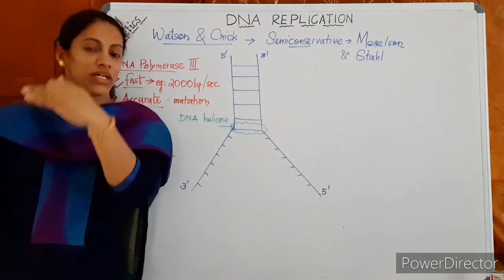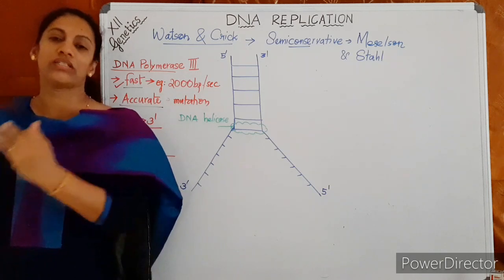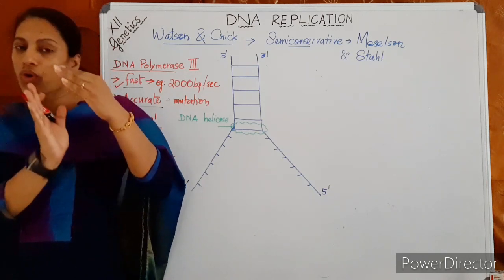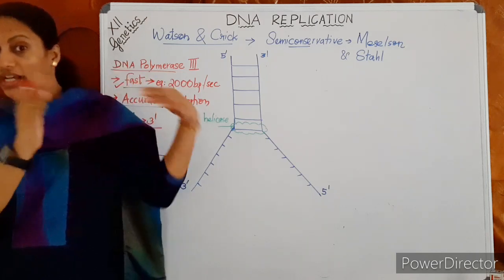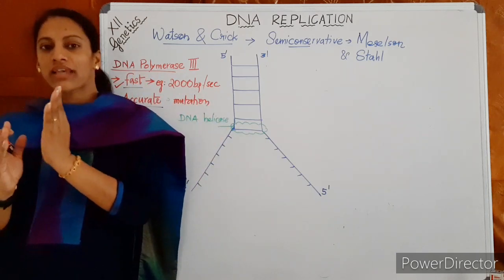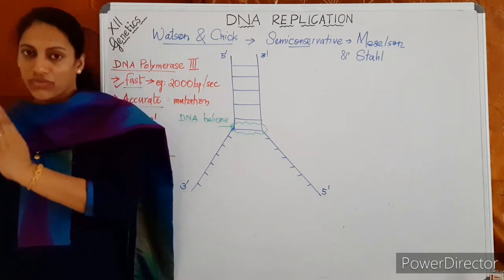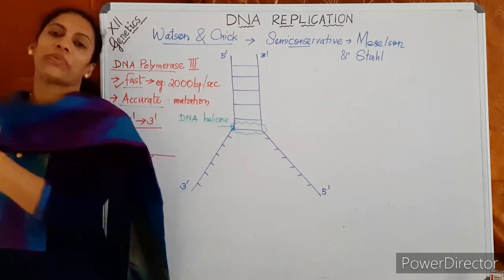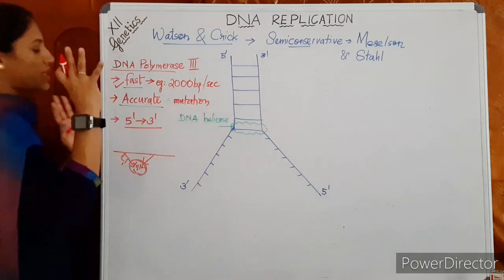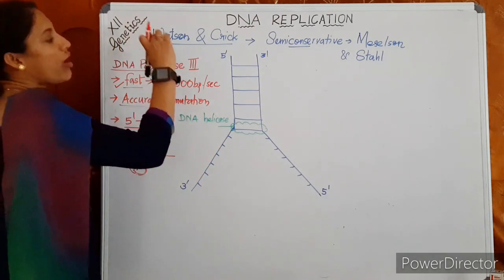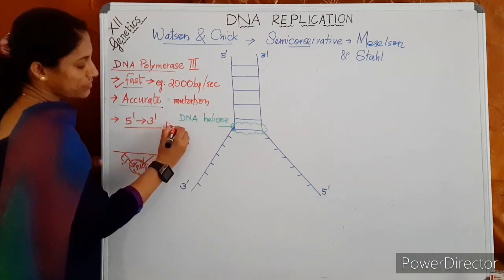So how does it proceed? The polymerization proceeds from 5 prime to 3 prime. The reason is that the 3 prime OH group is always free for joining the next nucleotide, not the other side. So this side is free, the 3 prime OH end is free, so the catalytic activity will be on this side. From 5 prime to 3 prime the polymerization proceeds. So just keep in mind, this enzyme always acts in 5' to 3' direction.